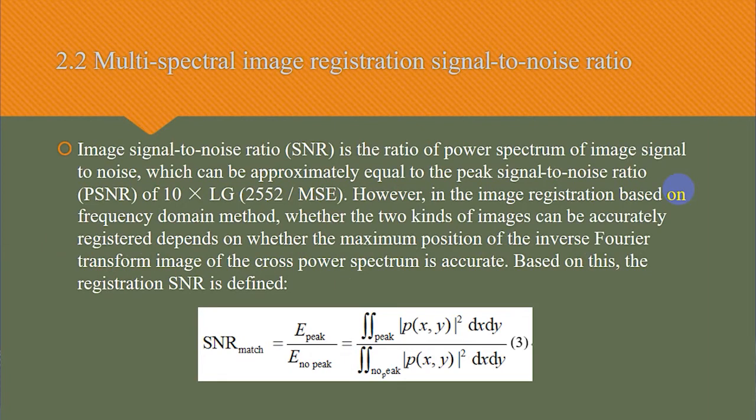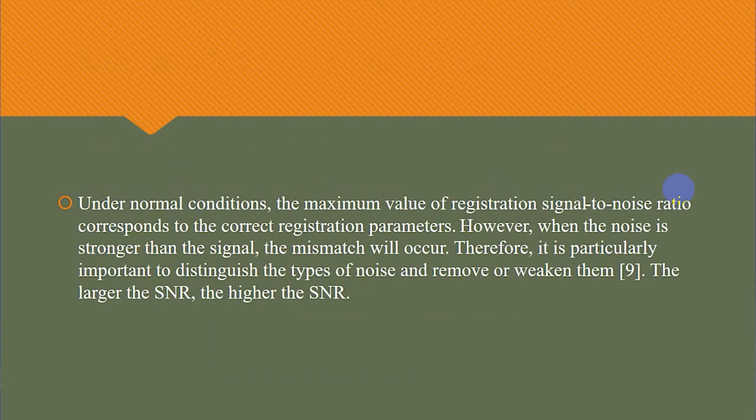However, in the image registration based on frequency domain method, whether the two kinds of images can be accurately registered depends on whether the maximum position of the inverse Fourier transform image of the cross power spectrum is accurate. Based on this, the registration SNR is defined. Under normal conditions, the maximum value of registration signal-to-noise ratio corresponds to the correct registration parameters. However, when the noise is stronger than the signal, the mismatch will occur. Therefore, it is particularly important to distinguish the types of noise and remove or weaken them.